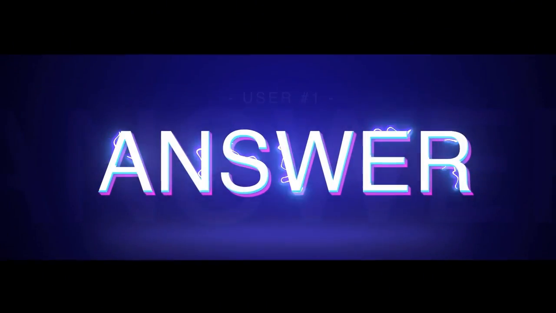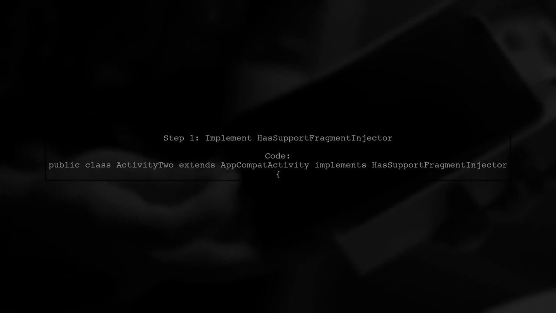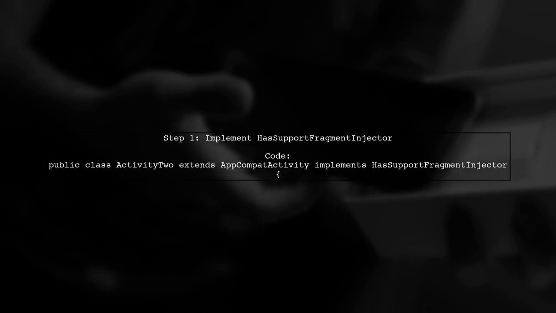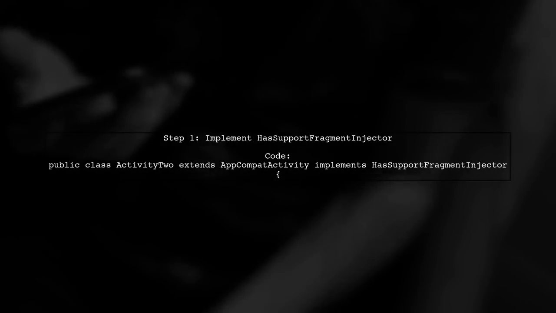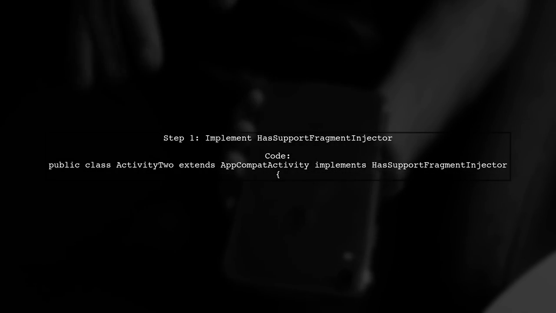Let's now look at a user-suggested answer. To inject dependencies into Activity 2, implement the HasSupportFragmentInjector interface. This allows you to use Dagger 2 for fragment injection.